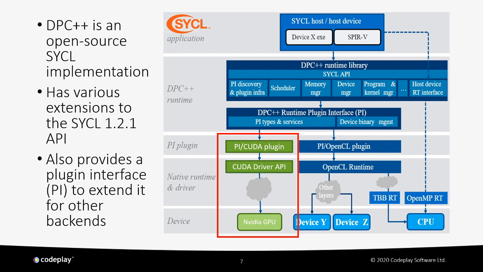DP++ is an open source SYCL implementation led by Intel. The long-term goal is to merge it into upstream Clang and LLVM. DP++ has various extensions to the standard SYCL 1.2.1 API, and also provides a plugin interface referred to as PI, which allows it to support additional backends to the existing OpenCL backend. This is where we added support for NVIDIA GPUs via CUDA. As you can see here in the diagram, all backends use the same DP++ runtime, which calls down into PI. So we added a new backend here for CUDA, which will take the PI calls and direct them down to the CUDA driver API, which ultimately enqueues work to the NVIDIA GPUs.